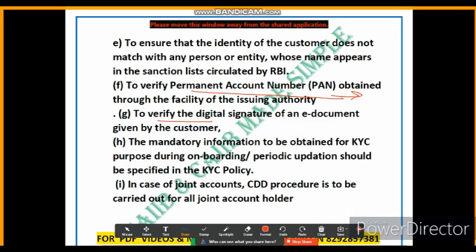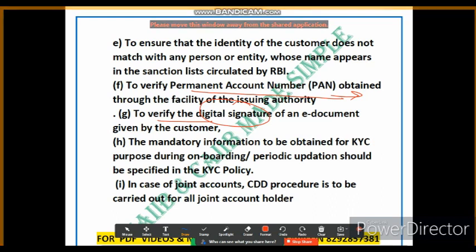The next point that we have is to verify the digital signature. So the customer acceptance policy should outline the procedure for verifying the digital signature of electronic documents which are provided by the customer. Verifying the digital signature ensures the authenticity and integrity of the electronically submitted documents.